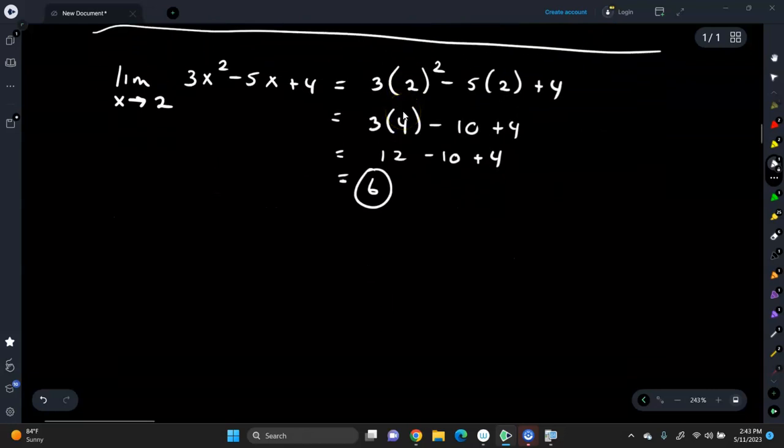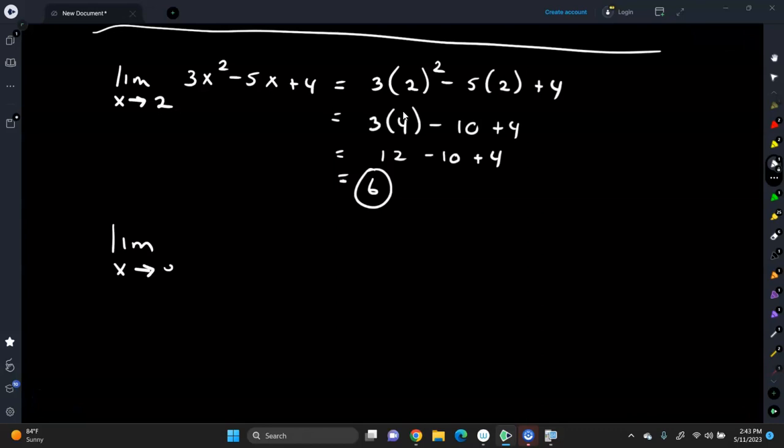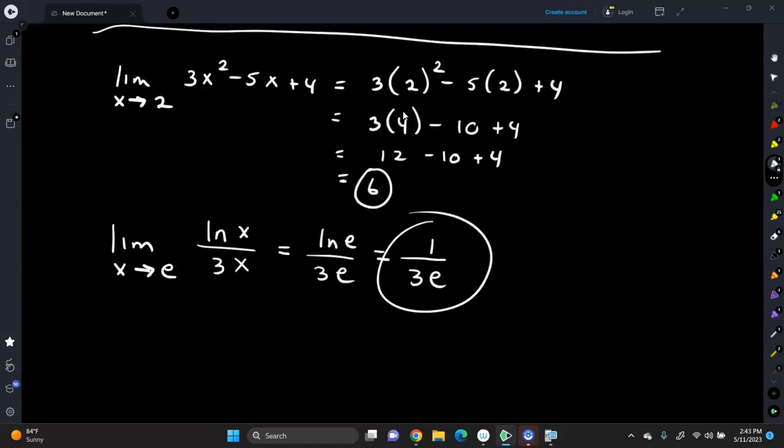Okay, how about this one? The limit as x approaches e, you didn't think we were finished with e's, right? Of the natural log of x over 3x. Well, this is another direct substitution. We get the natural log of e over 3e. And who remembers what the natural log of e is? 1. So we get 1 over 3e. And that's our answer.